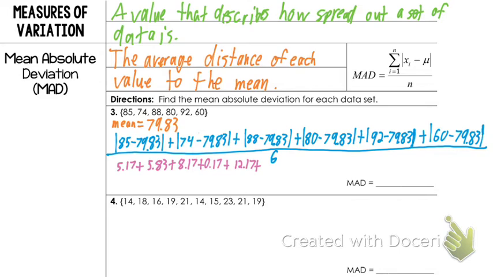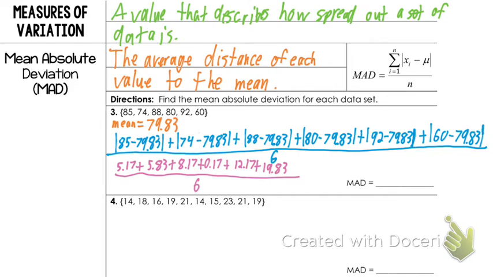And do we care if it's negative? No, it's positive now because that's the absolute value. What comes after adding those up? 19.83. We add all of it up and divide by 6. So we're taking the average of all of these.